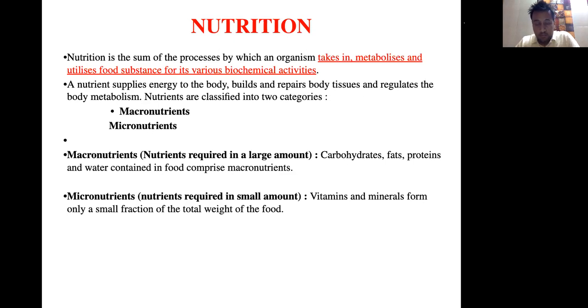But nonetheless, the micronutrients, which are required in very minuscule amounts, very small amounts, hold an equally important place for a body. Because in the absence of these, there can be several diseases which can occur due to deficiency of micronutrients. So these can be classified as either vitamins or minerals. Okay, so moving on.